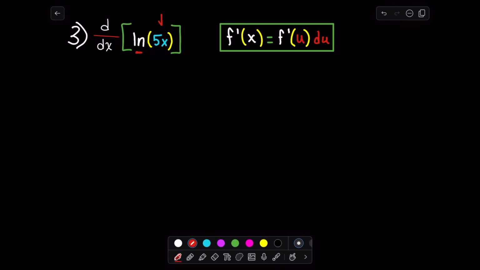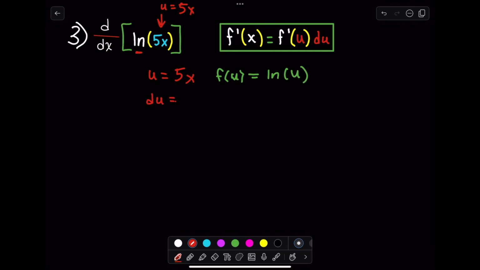So what about when we have a natural log in the given function? 100% of the time, the u value will always just be inside the parentheses here. So we have u equals 5x, and then f of u equals ln u. So deriving those terms, du equals 5, f prime of u equals 1 over u. And that's another one we should always have memorized, that the derivative of ln x is always 1 over x.